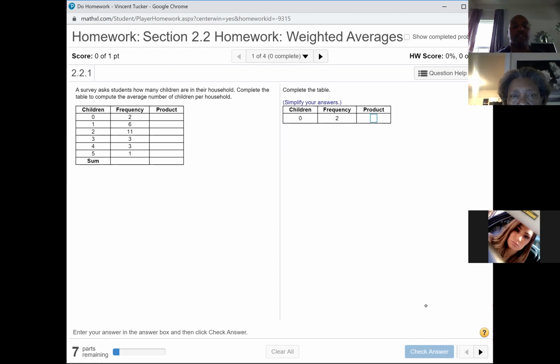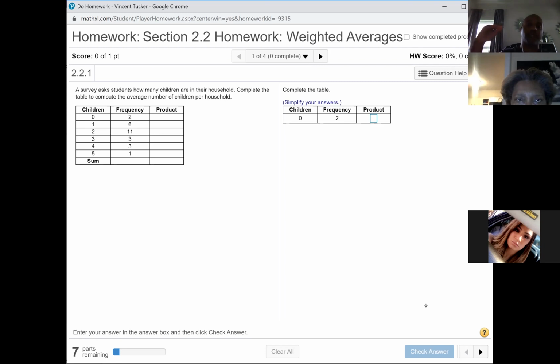So a survey asked students how many children are in their household. Complete the table to compute the average number of children per household. So 2 people said that they have 0 children. That frequency column lets you know how many times people answered those numbers on the left. So 6 people said they have 1 child. 11 people said they have 2 children. 3 people said they have 3 children. 3 people said they have 4 children, and then 1 said they had 5.